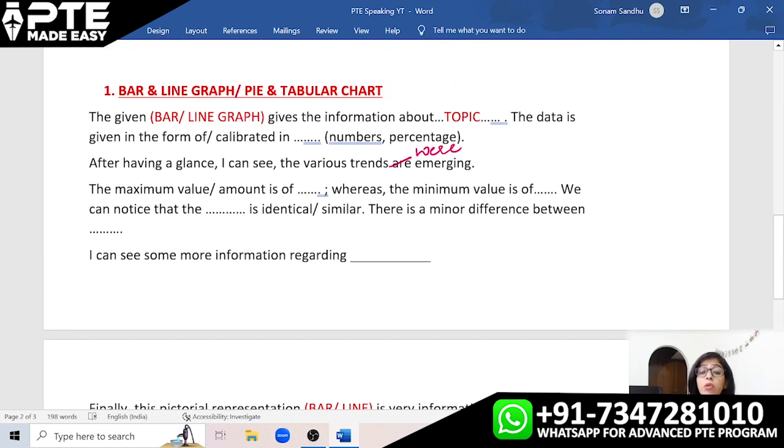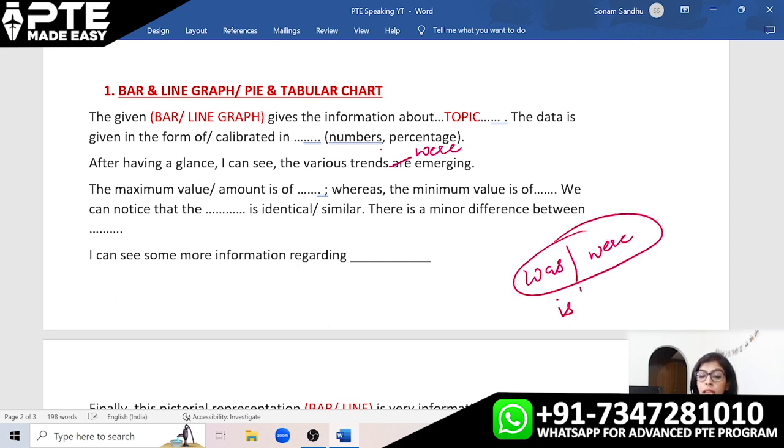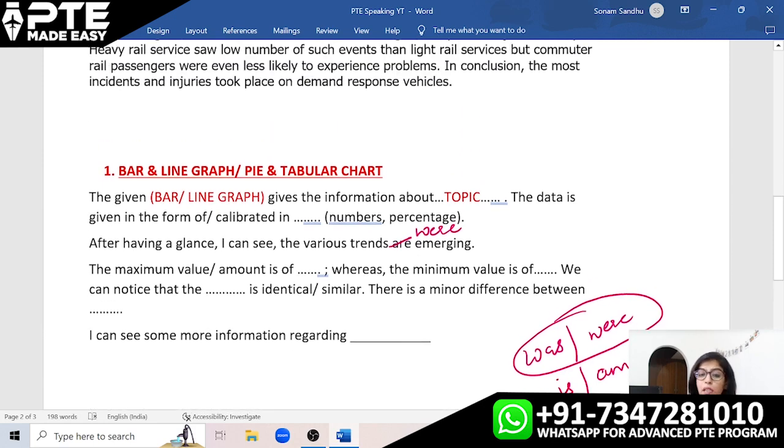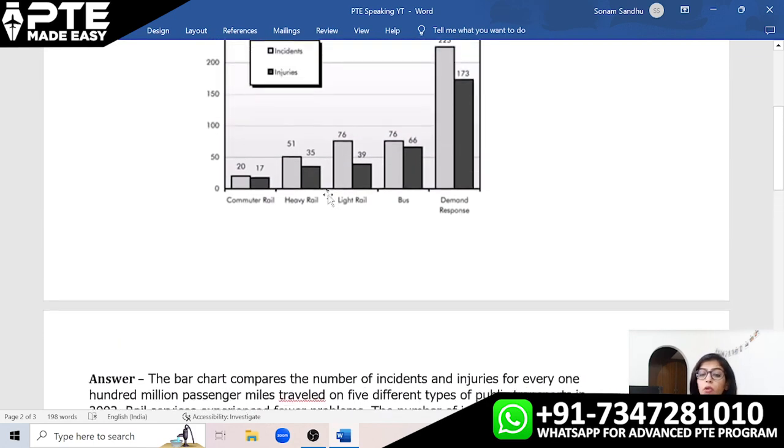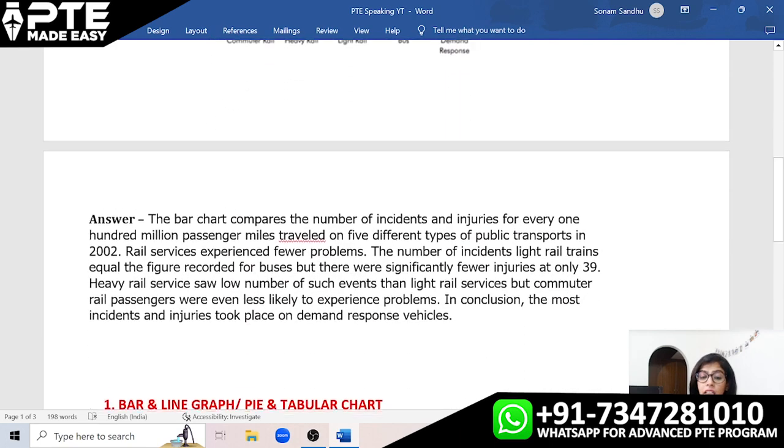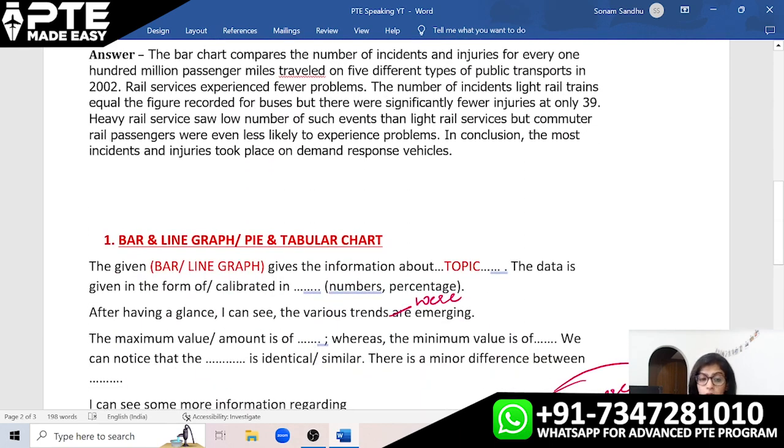So we simply need to use the template like this. If it's in the past tense, simply use was or were. If it's in the present tense, replace it with is, am, are. This is what you need to take care of. This template can definitely simplify the describe image task. So please go through the describe image part and start incorporating this template for any question related to bar, line, pie and tabular charts.